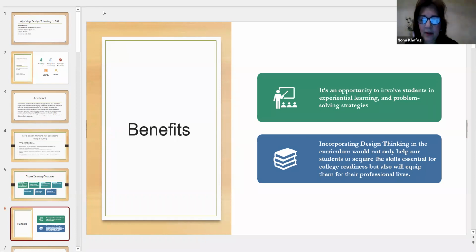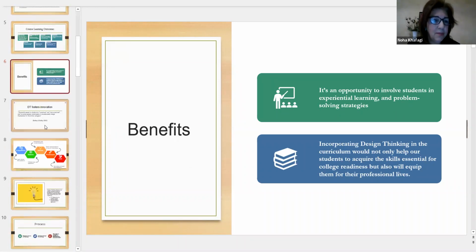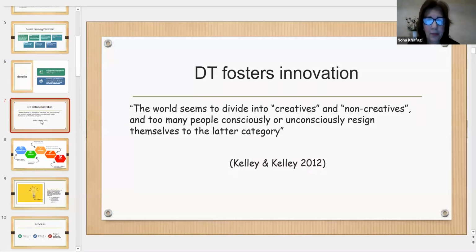Incorporating design thinking in the curriculum would not only help our students to acquire the skills essential for college readiness, but also will equip them for their professional lives. And now the students are always asking, how is this going to help me later on in my professional life? And of course, we need to equip them with those skills.